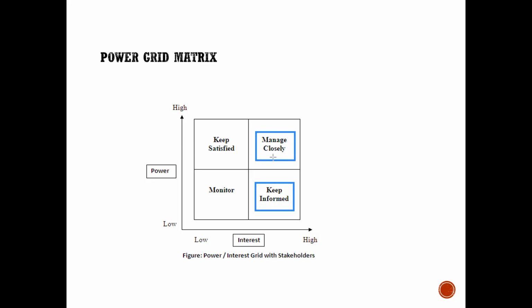Now the most challenging one is high power, low interest. These high power, low interest people can be influential. They can be outside the organization, they can be inside. Now, can I take an example of inside the organization first? Yes. Let's take one example of inside the organization.